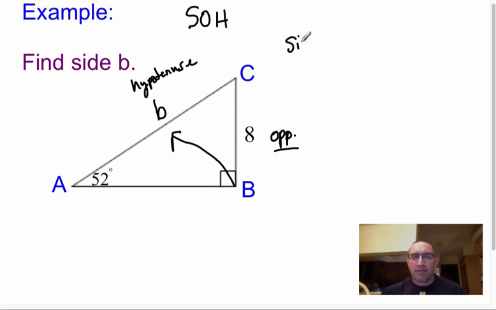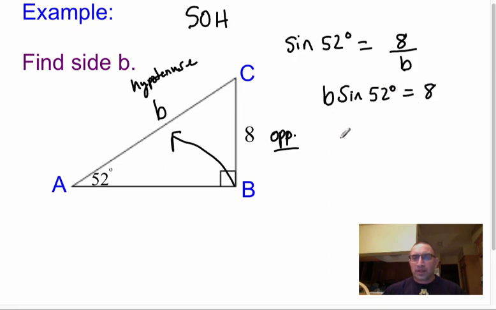So the sine of 52 degrees is going to equal the opposite over B, the hypotenuse. Okay, now I'm going to have to do some algebra here, so I'll use my calculator. Now, if I do some algebra, I'm going to multiply the B over to the left side, and to get my result for B, I'm going to take 8 and divide it by the sine of 52.